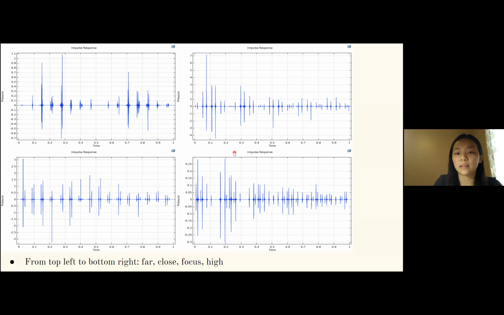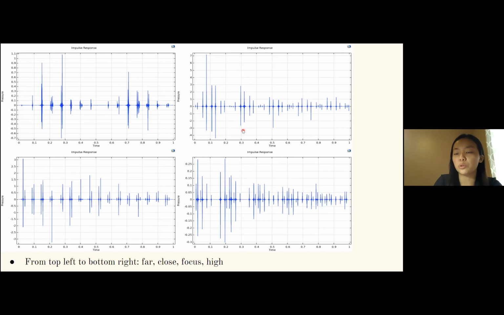If we take a look at the graphs of the impulses that these receivers received, we see that the far receiver, which is the first graph here, only reaches the maximum of about 1.1 pascals of pressure, and the high receiver, which is the fourth graph here, reaches just below 0.3 pascals of pressure. The focus receiver received quite a bit more at 3 pascals. It should be noted that the close one received a lot more pressure by quite a bit at 7 pascals.